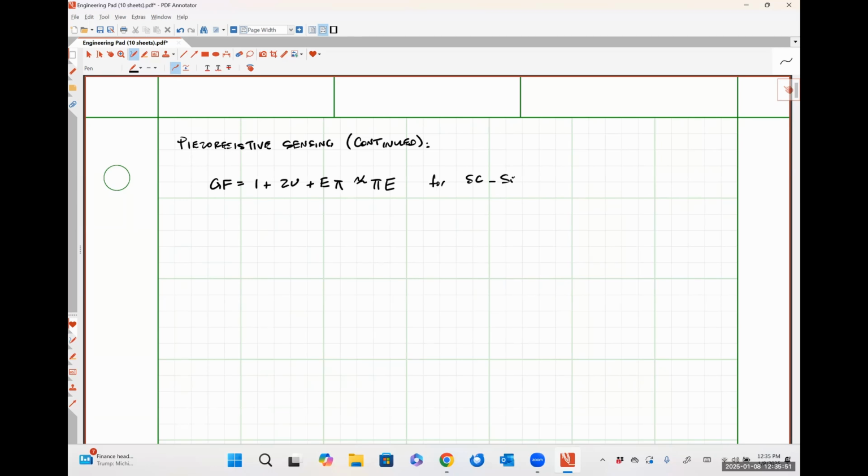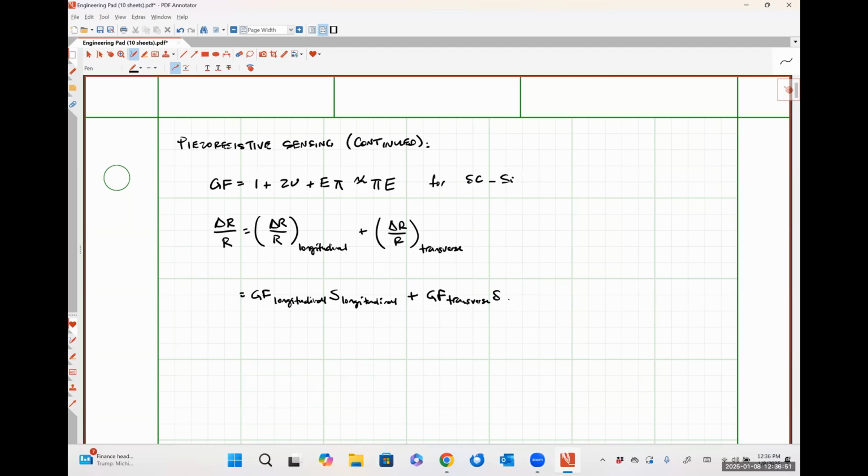And this simplification means that our fractional change in resistance, delta R over R, is then largely going to be dominated by the change in resistance along the longitudinal directions, and then some fractional change in resistance in the transverse direction, which would be then the gauge factor in the longitudinal direction times the stress in the longitudinal direction plus the gauge factor in the transverse direction, and then S transverse.